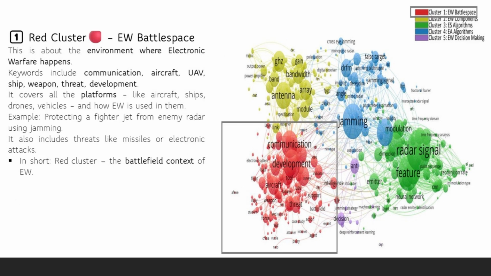Red cluster, EW battle space. This is about the environment where electronic warfare happens. Keywords include communication, aircraft, UAV, ship, weapon, threat, development. It covers all the platforms, like aircraft, ships, drones, vehicles, and how EW is used in them. Example, protecting a fighter jet from enemy radar using jamming. It also includes threats like missiles or electronic attacks. In short, red cluster equals the battlefield context of EW.